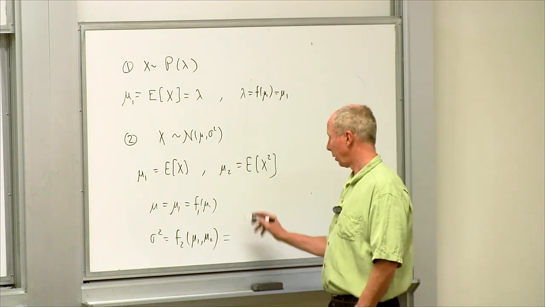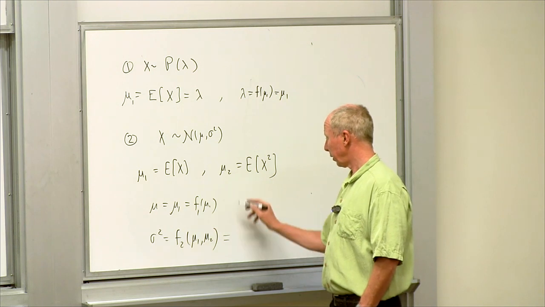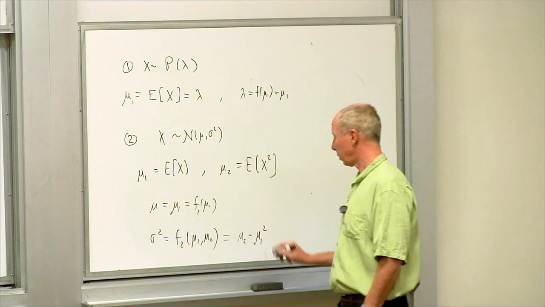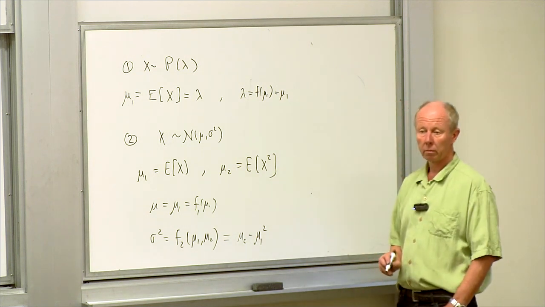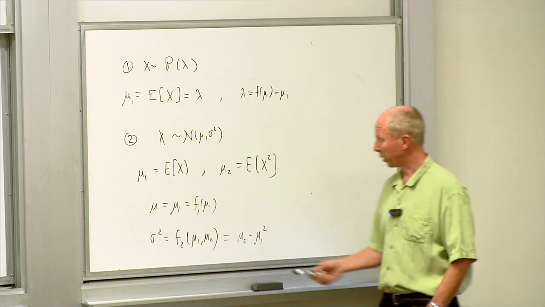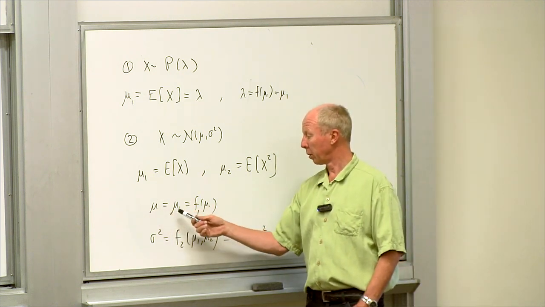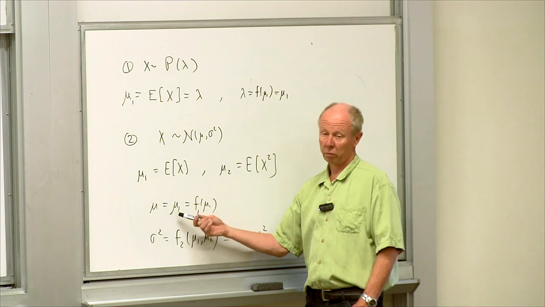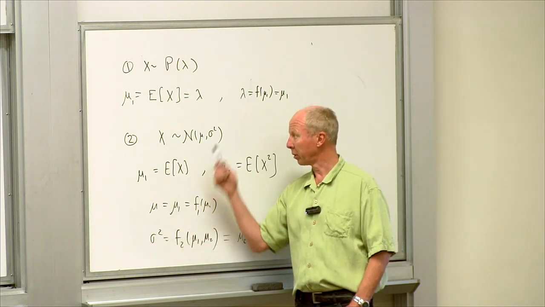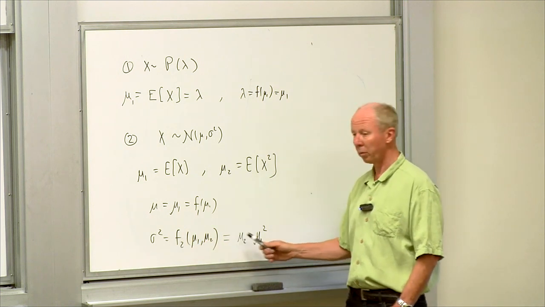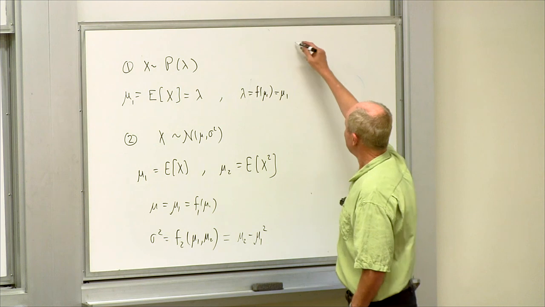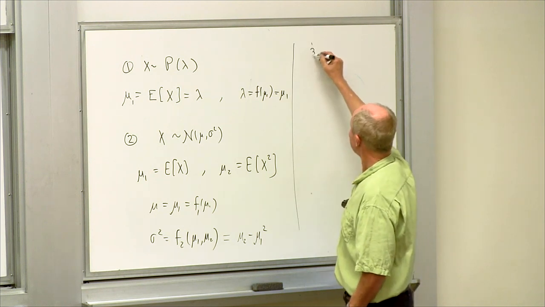Well, sigma squared is mu2 minus mu1 squared, right? It's the second moment minus the first moment squared. So here we've expressed the parameter mu in terms of, turns out, just the first moment. And we express the second parameter, sigma squared, in terms of the second moment and the first moment. Final example, let's do the gamma.